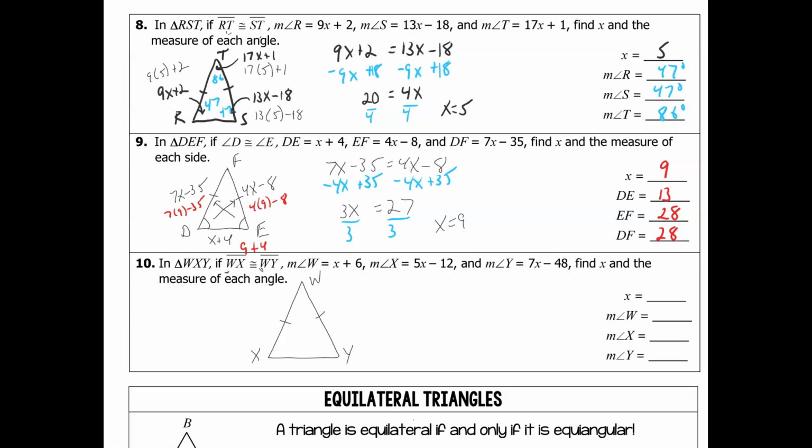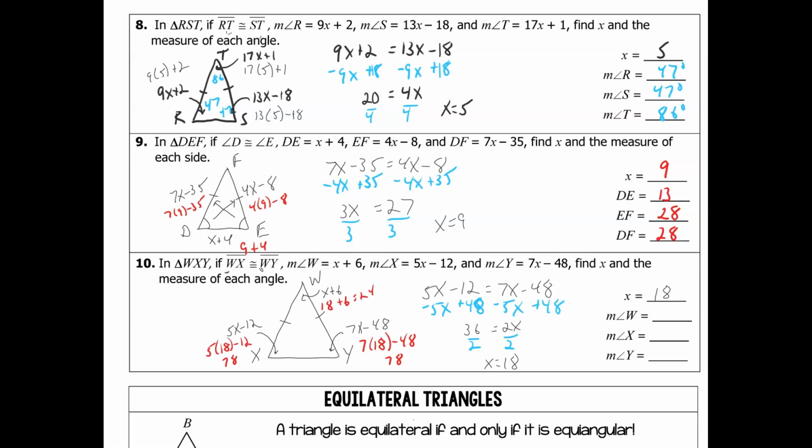Now I'm going to label them. Okay, I labeled them according to what was given. Now I'm going to do the same thing. The base angles are equal, so I'm going to set them equal. 5x minus 12 equals 7x minus 48, and then solve that. Okay, so we got x equals 18. Now I'm going to plug 18 into each of these to get the 3 angles.